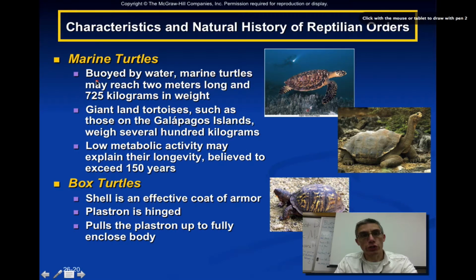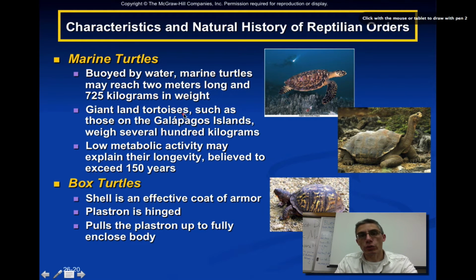Now, marine turtles are going to be buoyed by the water, which means it's an element that allows them to float throughout their environment. And this is pretty important because some of these marine turtles can get pretty large. In fact, some marine turtles can reach up to 2 meters in length and weigh up to 725 kilograms. Remember, there's 2.2 pounds for every kilogram, so you're looking at about 1,500 pounds in weight.